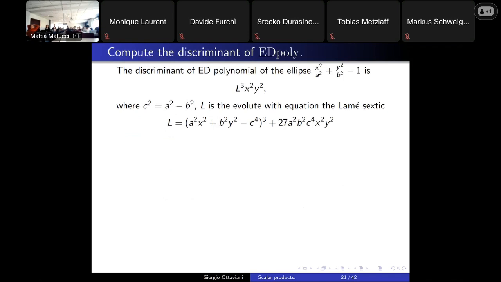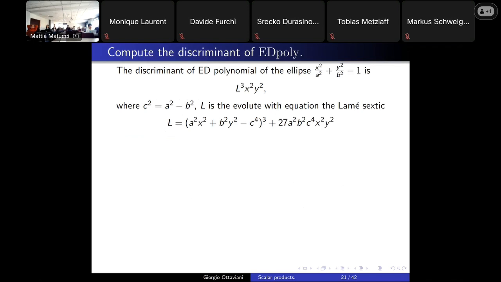Okay. Now you take the polynomial as before, you compute the discriminant of that polynomial, and you get this equation. That's not the simplest way, but you get geometrical information about your curve. You get the evolute. I remember before in my Apollonius drawing, I started with the ellipse, and there was this evolute. I told you this is a Lamé sextic.